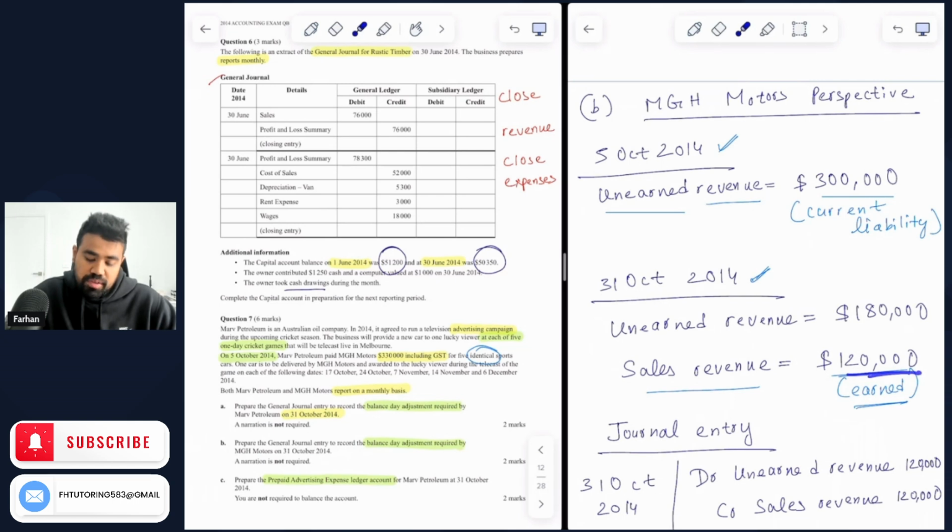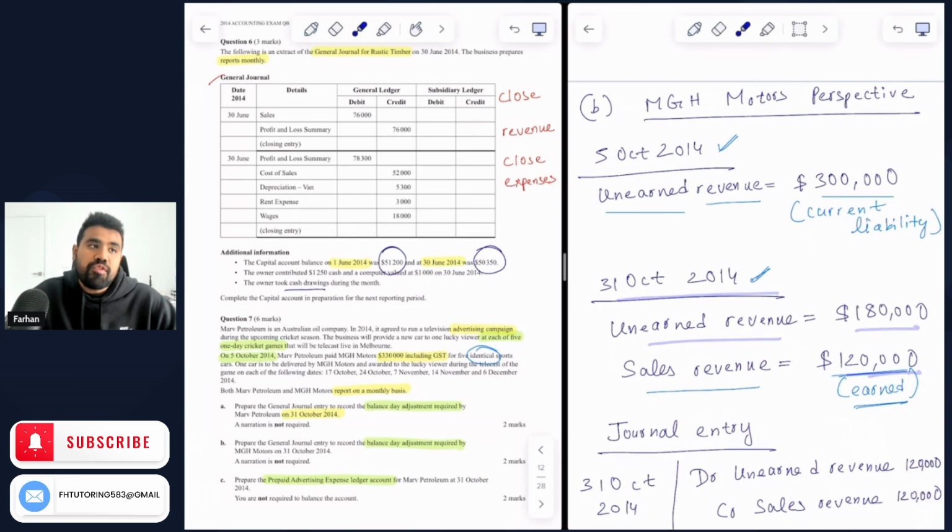This means we still have current liability. We still have an obligation at the end of the reporting period on 31 October, and that obligation in unearned revenue is $180,000, which are the delivery of 3 cars that we will be making in the next upcoming months.